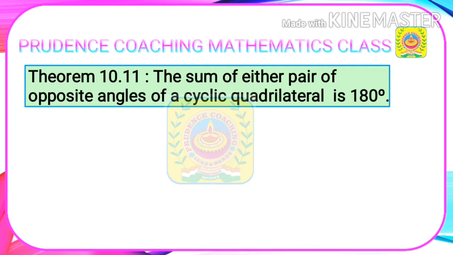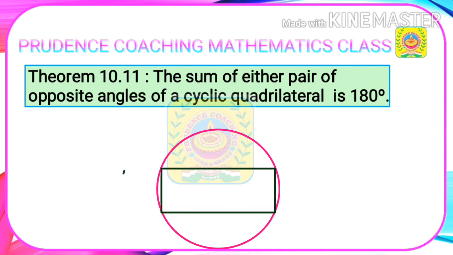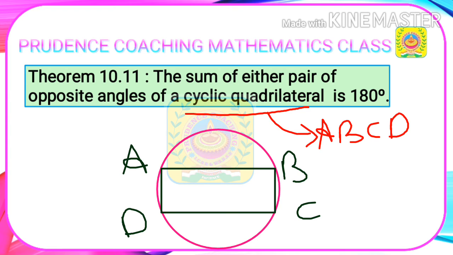Let us move on to the next theorem, that is, the sum of either pair of opposite angles of a cyclic quadrilateral is 180 degrees. Before that, you should know what a cyclic quadrilateral is. A quadrilateral is a closed figure which has 4 sides. So if all the 4 vertices of this quadrilateral lie on the circumference of a circle, then it is called a cyclic quadrilateral. So let us understand this with the help of a diagram.